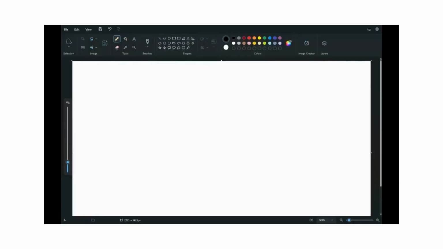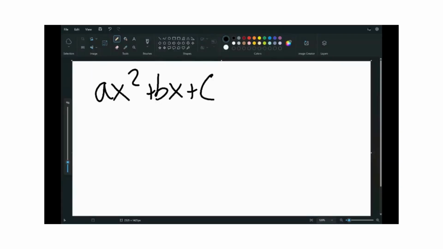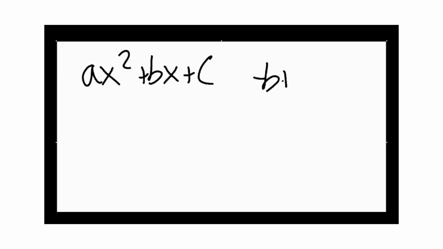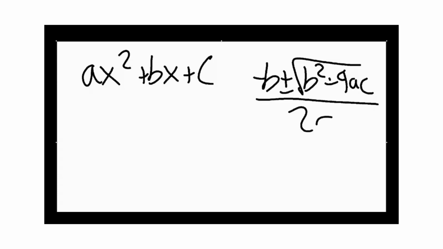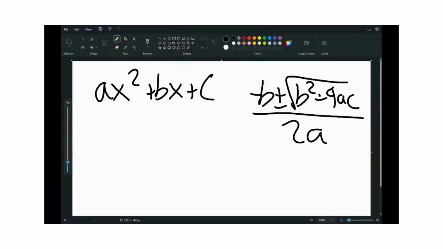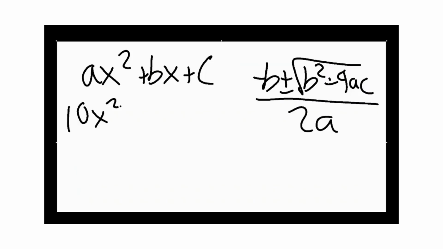Okay. For the last way to solve quadratic equations, I'll be using the quadratic formula. And so, like the standard form, ax squared plus bx plus c. The quadratic formula, always remember, is negative b plus or minus the square root of b squared minus 4ac, over 2a. Now let's just use a random equation, for example, 10x squared plus 6x plus 19.